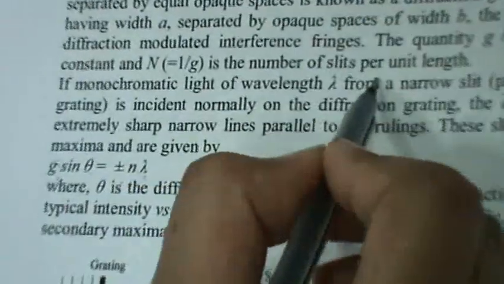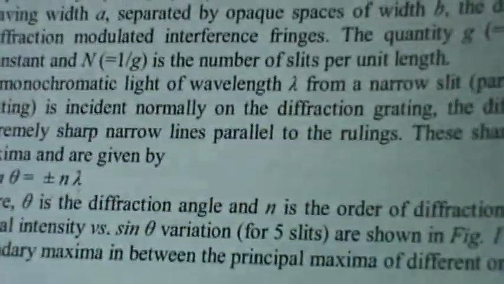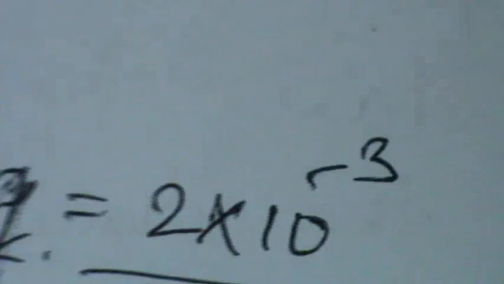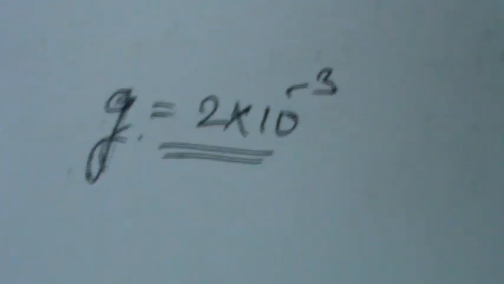N is the number of slits per unit length, so we will be using the value 2 into 10 raised to minus 3 for the grating constant. How it is coming will be explained to you during the session.